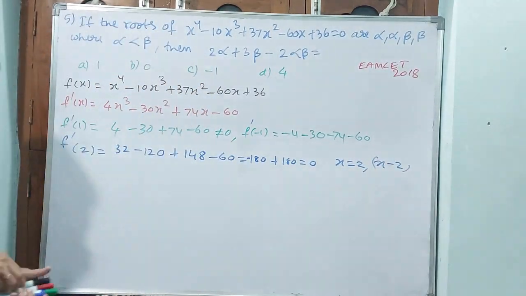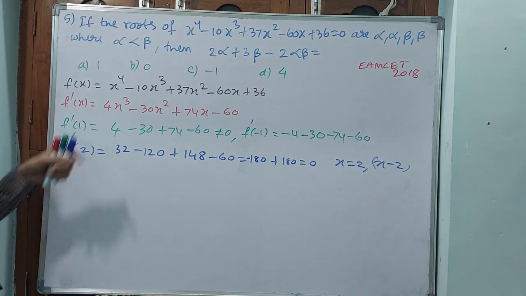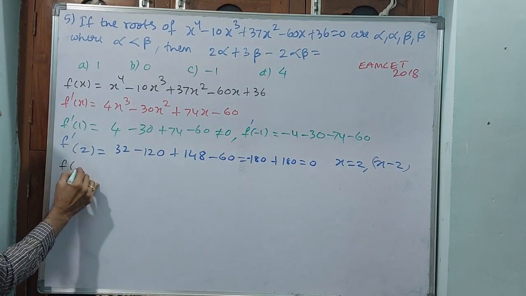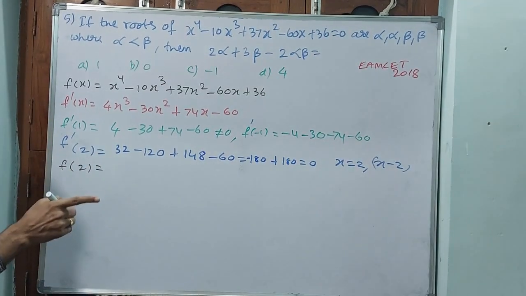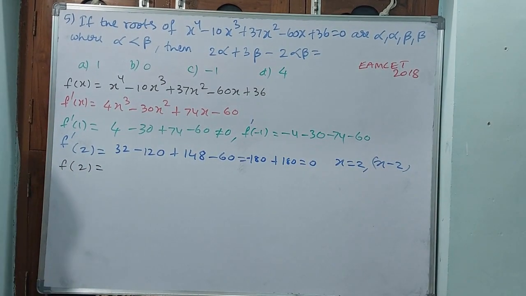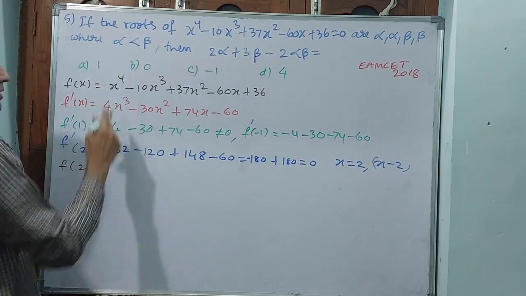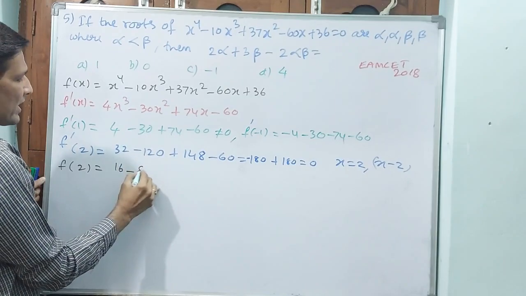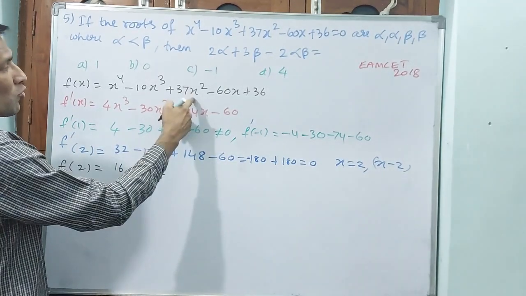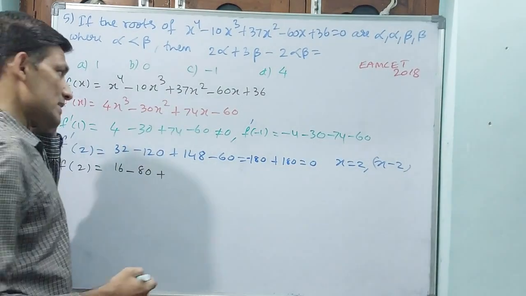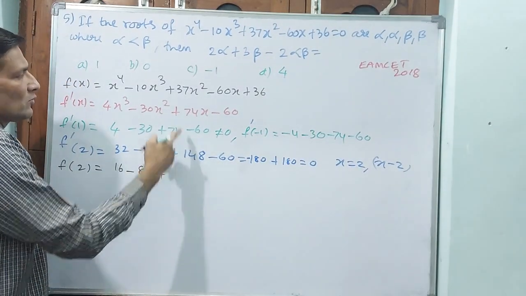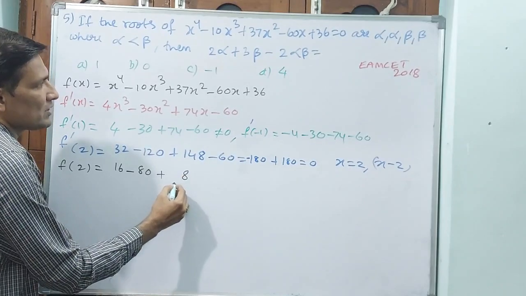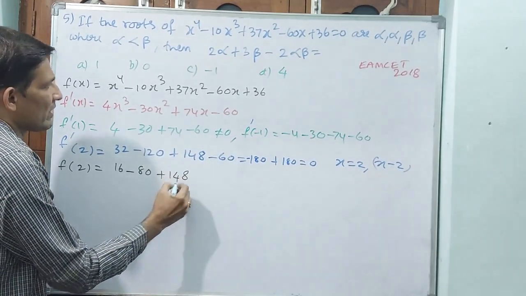So x is equal to 2, or else x minus 2. Repeated root means now this 2 you apply here in f of x also. F of 2 also I am doing. Normally it should be okay. That means 2 will be maybe a repeated root. So 2 power 4, 16, minus 2 cube, 8 into 10, 80, plus 2 square, 4 into 37, 148. 4 7s are 28, 4 3s are 12, plus 2, 14, 148.